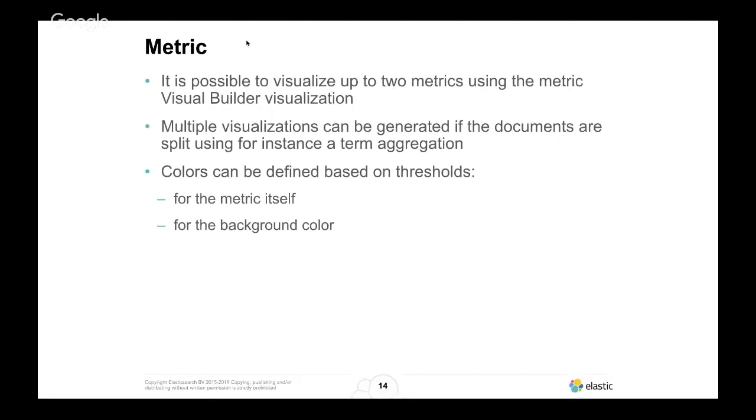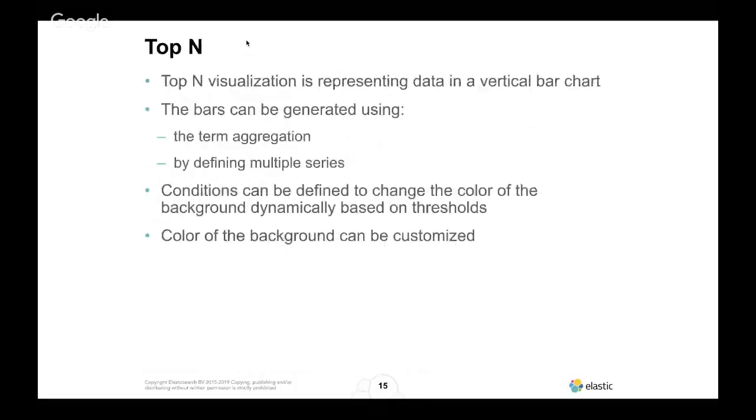Metrics, you can build out a couple of metrics, maybe an overall total plus the limited total for a particular count, and you can actually build in multiple visualizations with this. The colors, one of the cool things on this is you can actually set colors based on these thresholds, based on a criteria, which would allow you to maybe flag your metric with a red flag if it's approaching a limit or something along those lines. Similarly, the top N, it's a nice bar chart that you can build out.